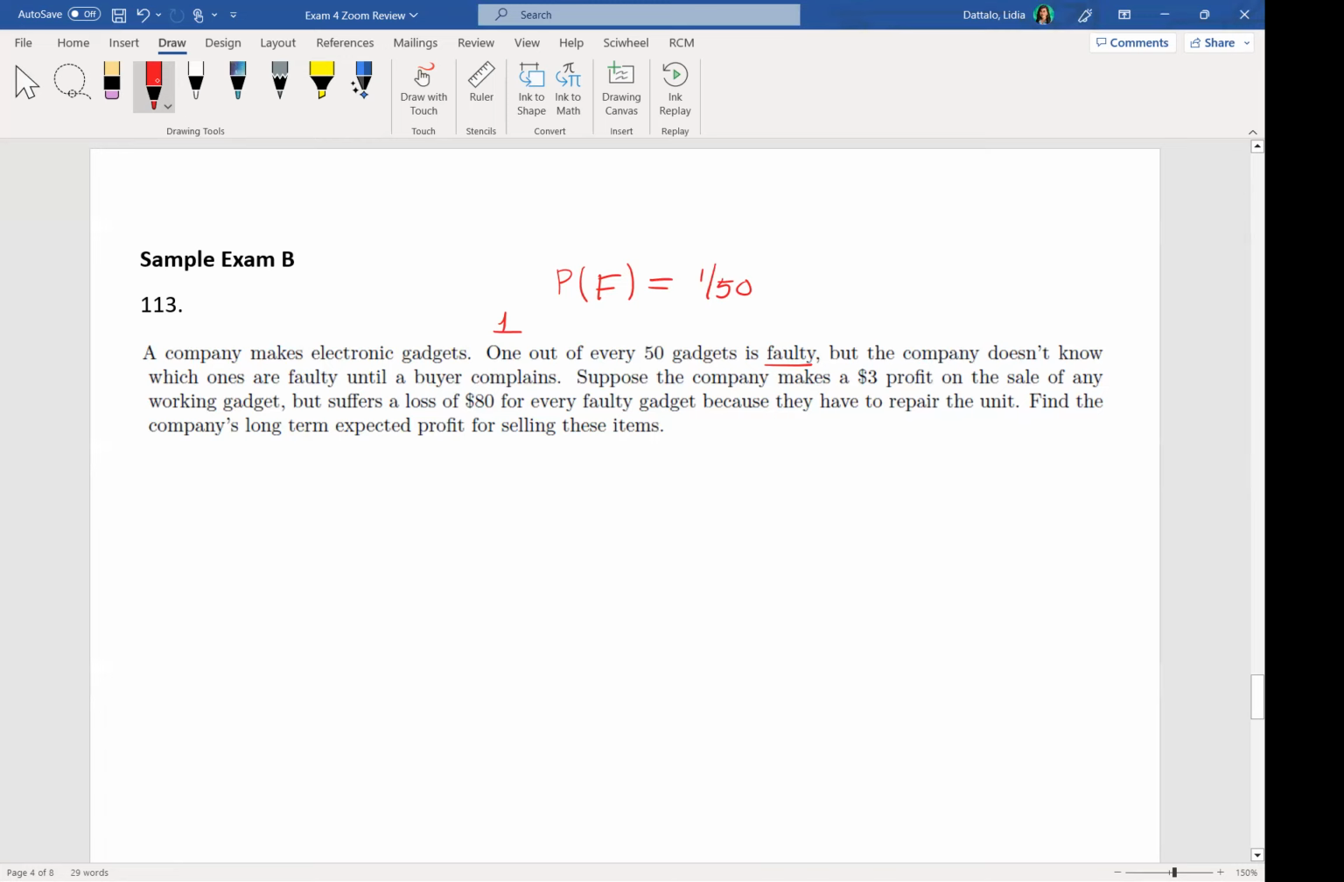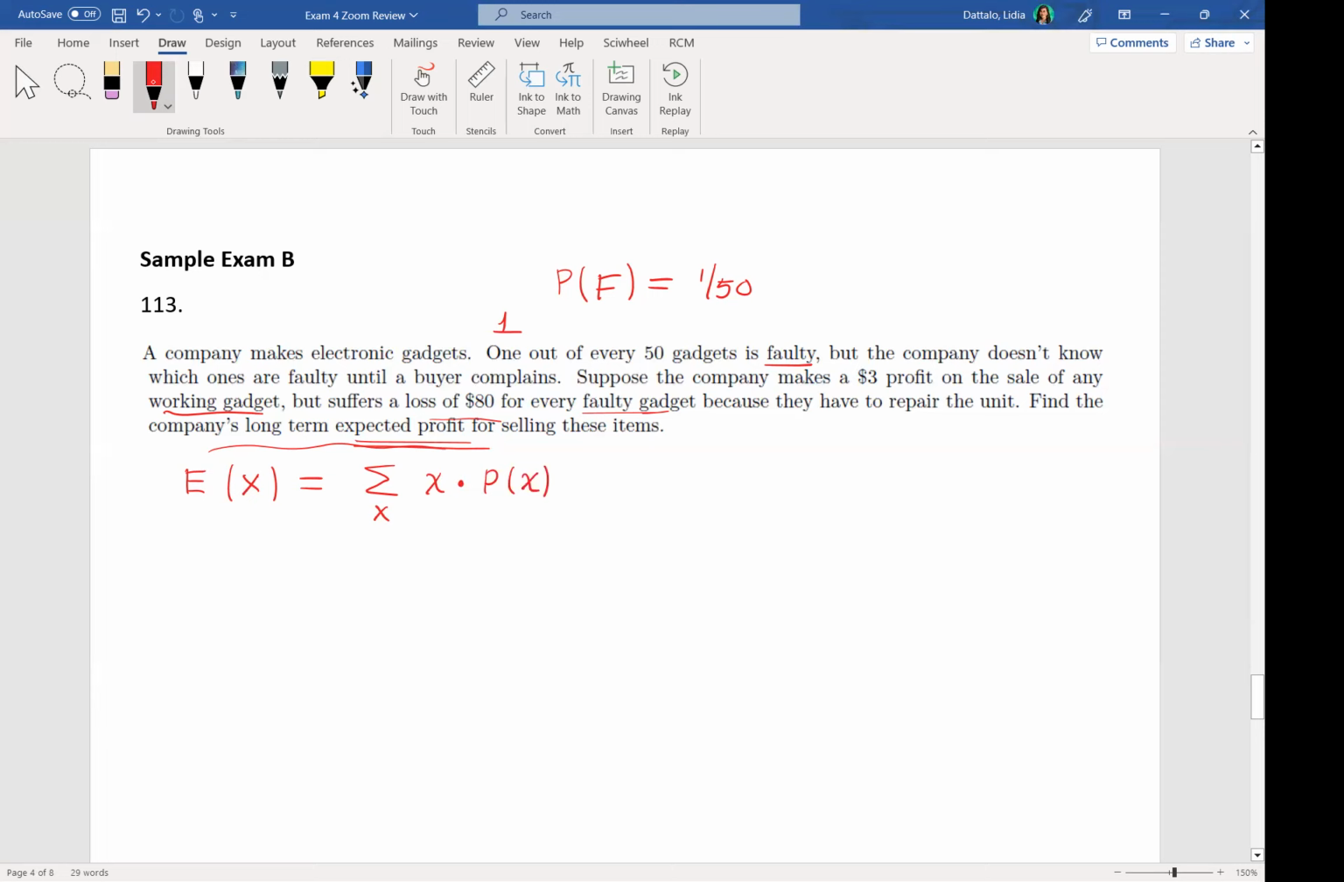But the company doesn't know which ones are faulty until a buyer complains. And then suppose the company makes a $3 profit on the sale of working gadgets, meaning good ones, but suffers a loss of $80 for every faulty one that they have to repair. Find the company's long-term expected profit. Well, before we can answer the question, we need to remember what the expected value means. We're basically just summing up over X, the X values times the probability of each X.